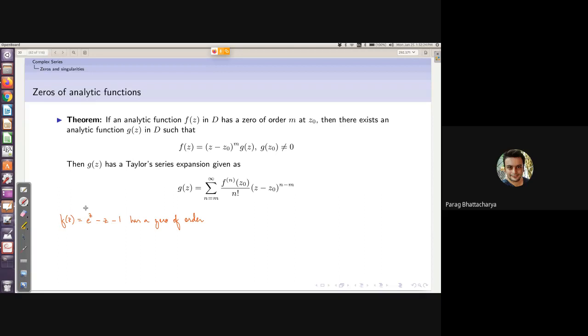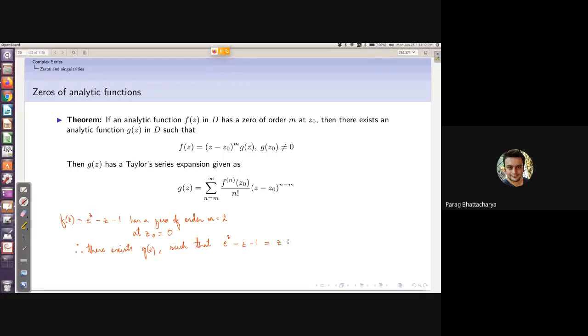As a zero of order m equals 2, at z naught equals 0. So therefore there exists g of z such that f of z, that is this one, e to the power z minus z minus 1, can be written in this way. Remember, this is f of z, can be written as z minus z naught.